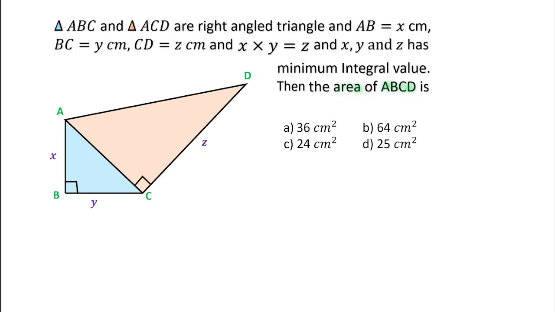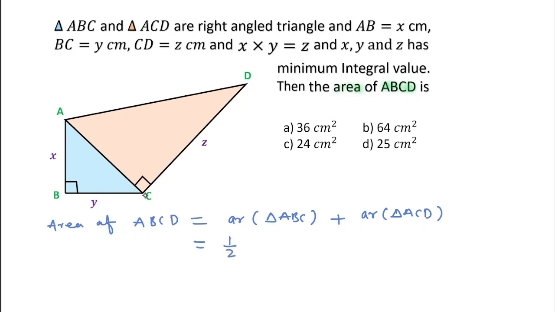Now since we have to find the area of this figure ABCD, we will write here area of ABCD equal to the area of this right angle triangle ABC plus the area of this triangle ACD. And we know the area of a right angle triangle is equal to 1 by 2 base into height. Base is y and height is x.